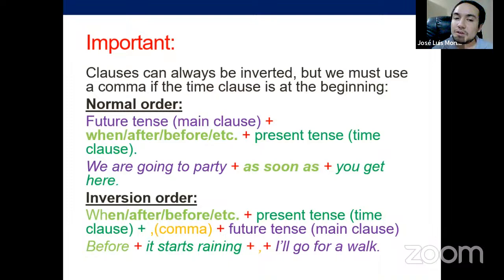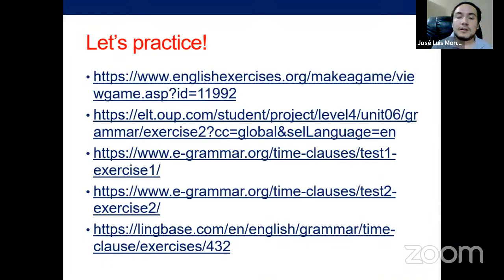But in inversion, we can start, right, with that time clause: when, after, before, present tense, comma, and that's the rule, remember? If that word is at the beginning, we have to use a comma before the next clause. So, comma, future tense, and that's the main clause. So, before it starts raining, comma, I will go for a walk. Okay, so in these two cases, we can see very clearly how we can use this inversion. And again, that's important and worth knowing.